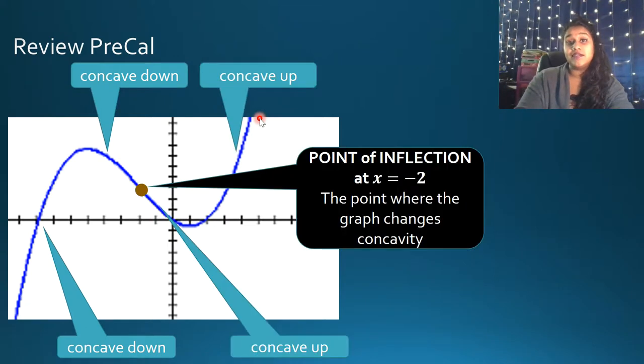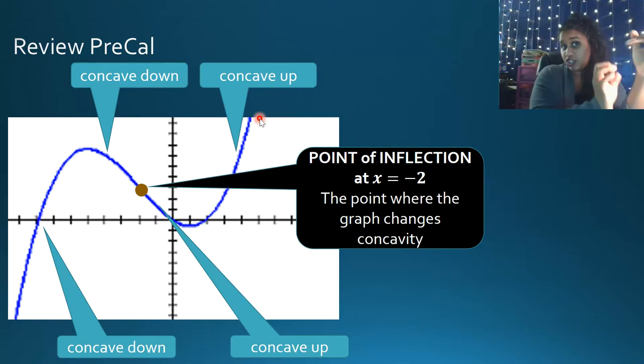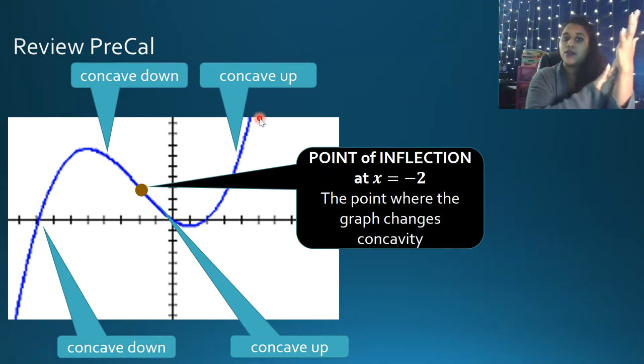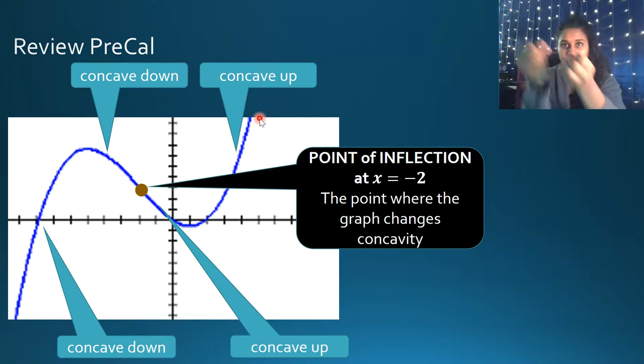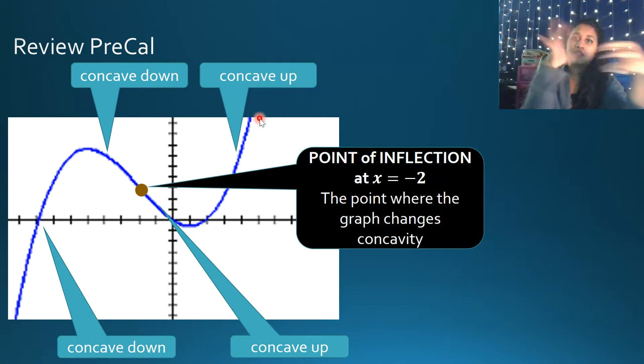So I could identify those intervals, but before I identify those intervals, I have to identify this new vocabulary for us today. At that point, at -2, when it changes concavity, that's called a point of inflection. So again, a point of inflection is where a graph changes concavity, where I go from a frown to a smile or a smile to a frown, concave up to concave down.